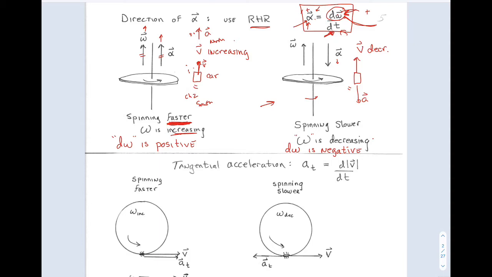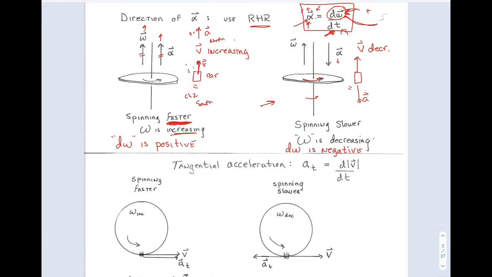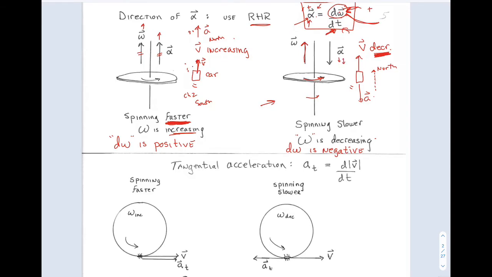Angular velocity and angular acceleration point in the same direction. In this case, the wheel's spinning in the same direction, but it's slowing down. This reminds you of a car moving toward the north, but the car's braking, so velocity is decreasing. We said that if the velocity is decreasing, the acceleration points in the opposite direction. That's the same thing that's happening here. Omega points up, but the spin rate is decreasing, so the angular acceleration has to point down.